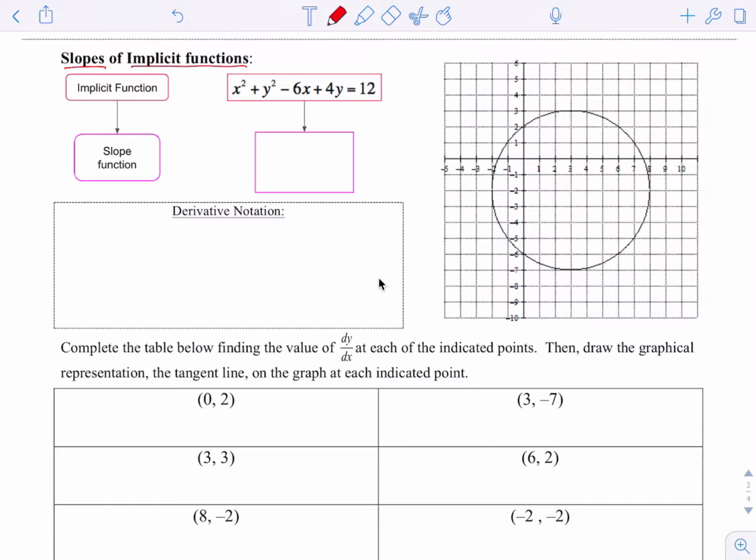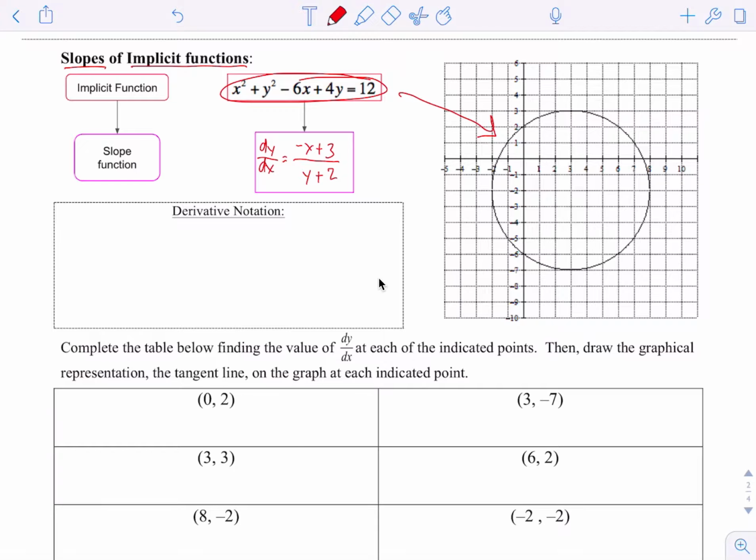Okay, so right away, if we look at this implicit function that I gave you, this is the graph on the right, and you'll notice that it's a nice circle. Clearly, it doesn't pass the vertical line test, but there it is. It's still our beautiful circle. I'm going to tell you that the slope function is this. So please write this down. It's dy dx is equal to negative x plus 3 over y plus 2.